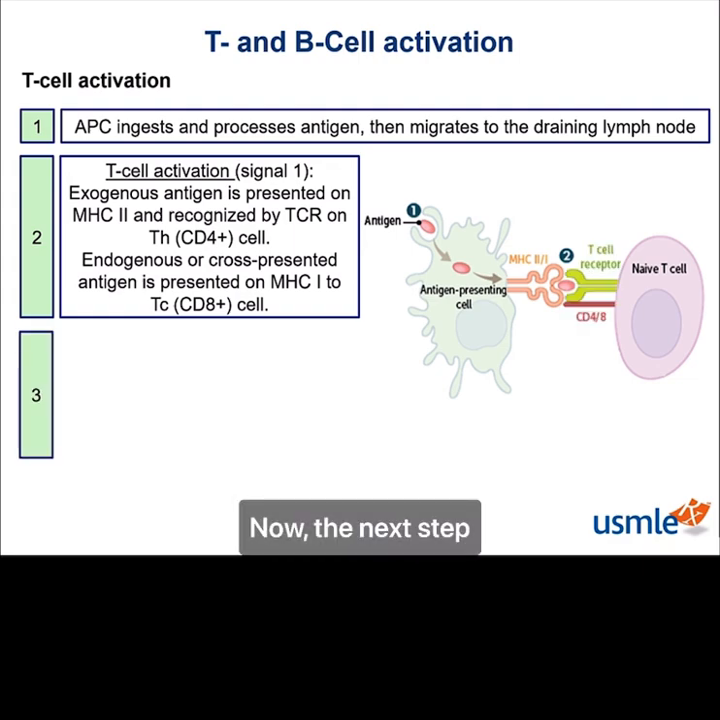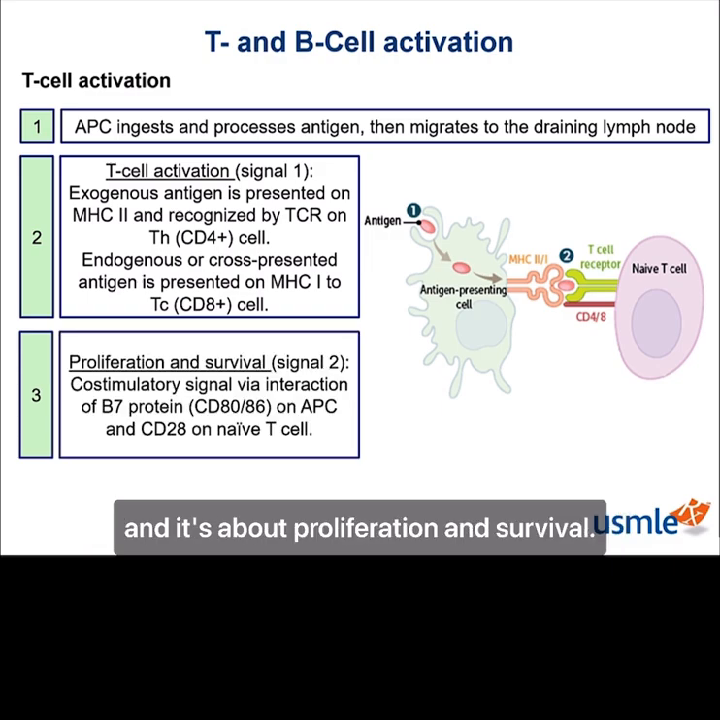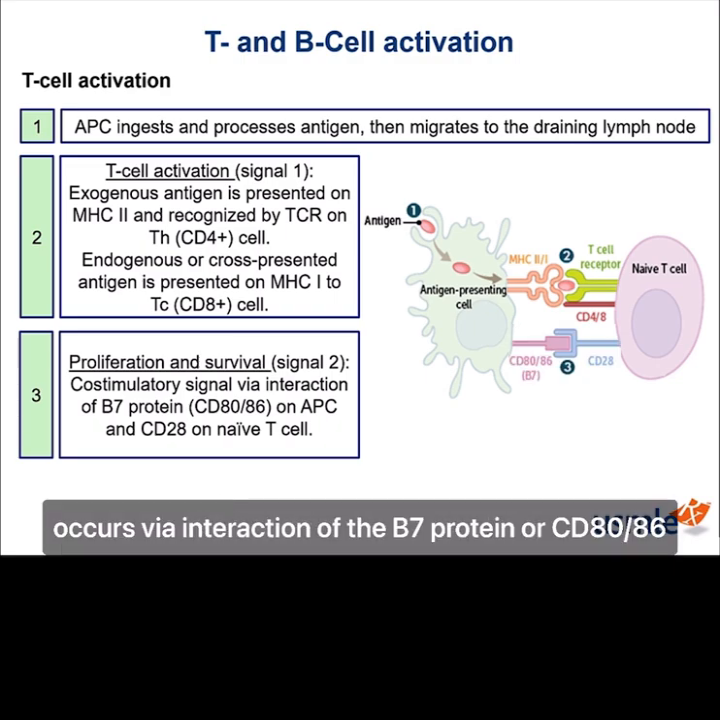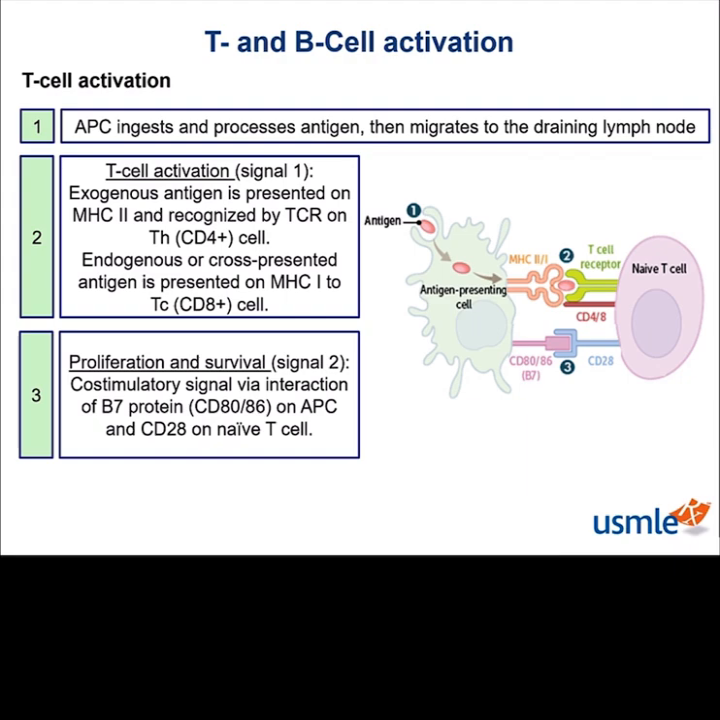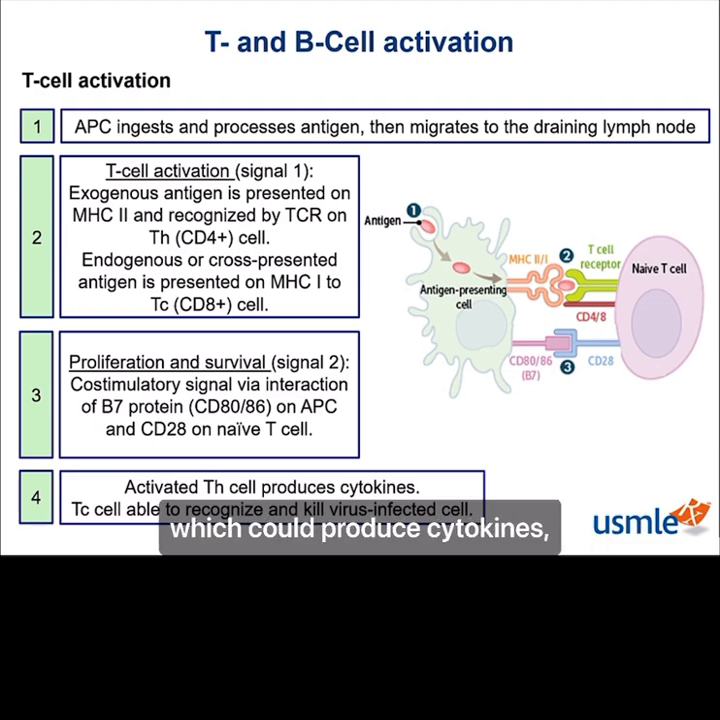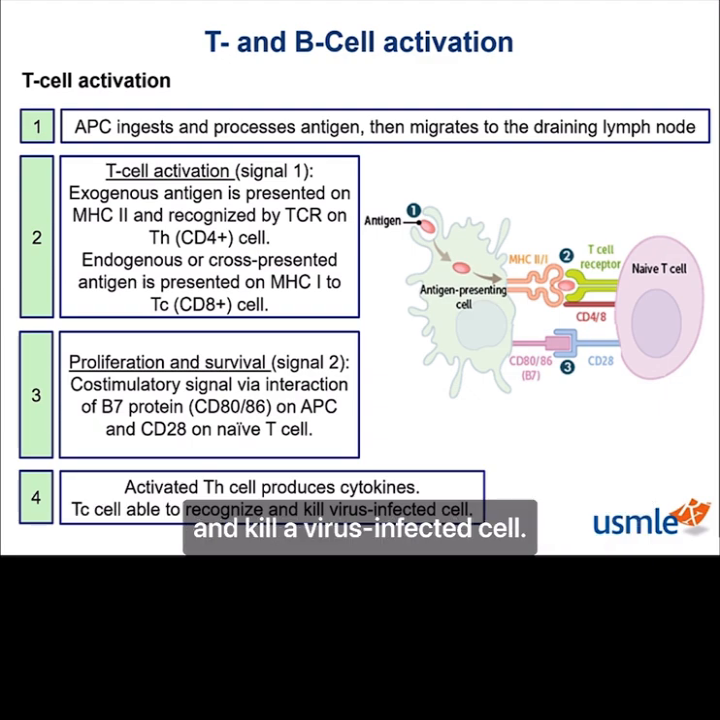Now the next step is that second signal we need for activation, and it's about proliferation and survival. A co-stimulatory signal occurs via interaction of the B7 protein or CD80/86 on the antigen-presenting cell and CD28 on the naive T cell. Lastly, now we have an activated helper T cell, which can produce cytokines, while a cytotoxic T cell will be able to recognize and kill a virus-infected cell.